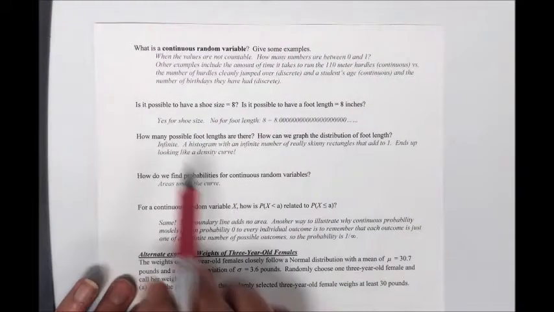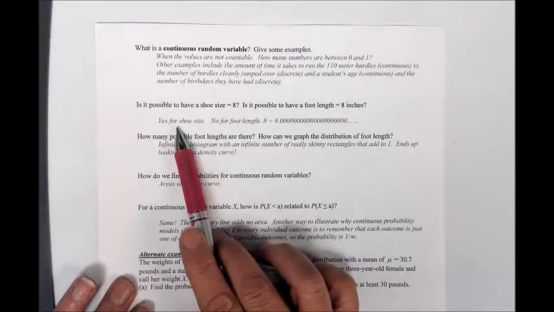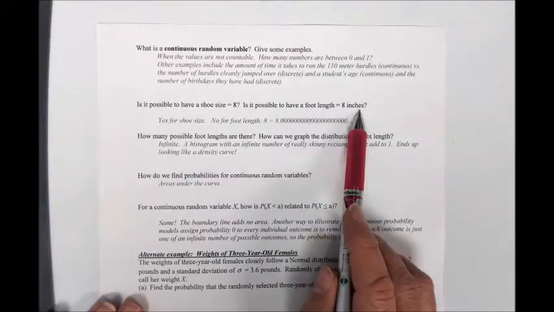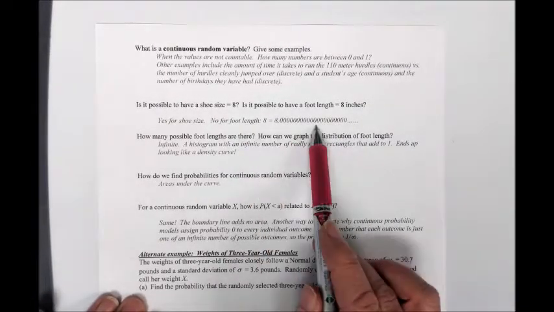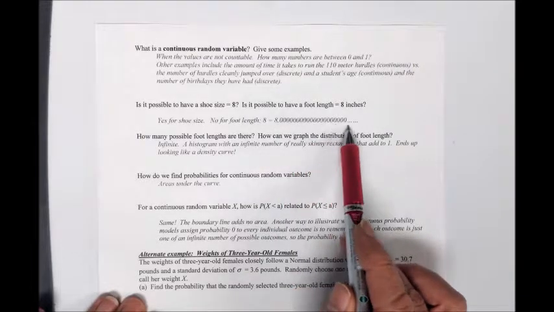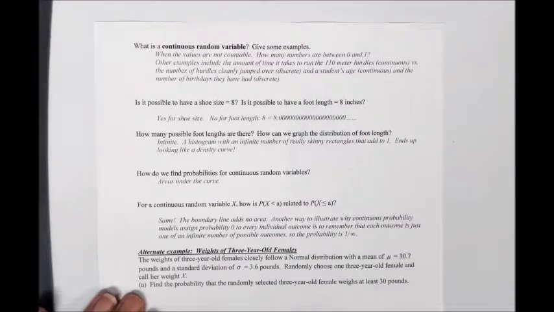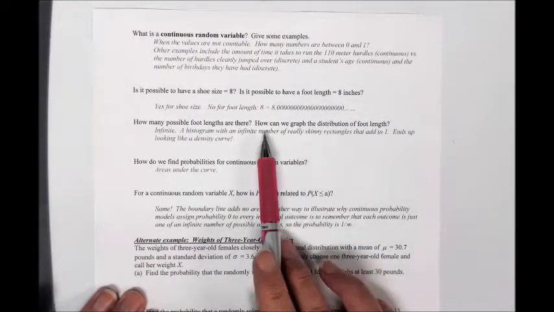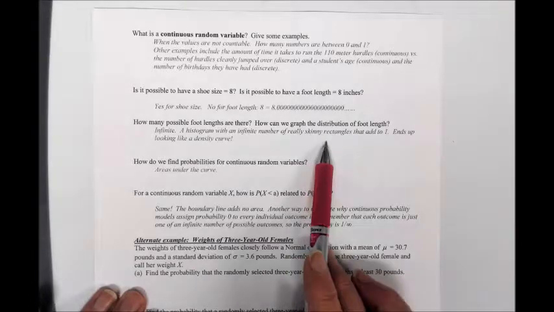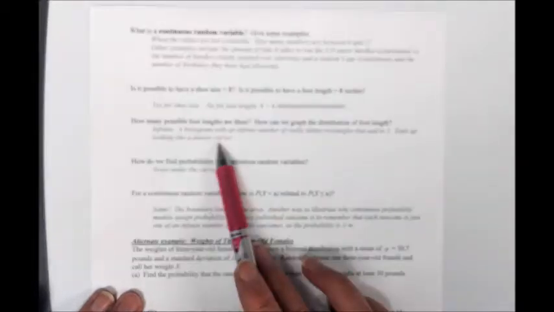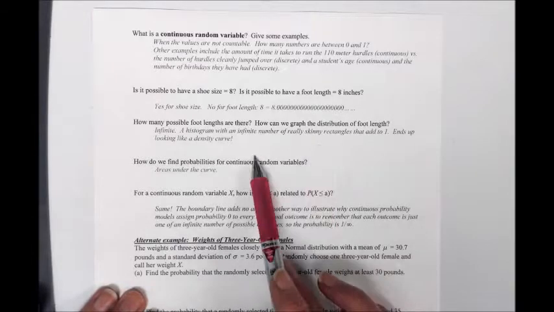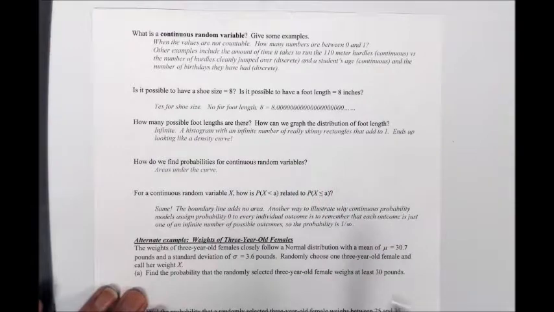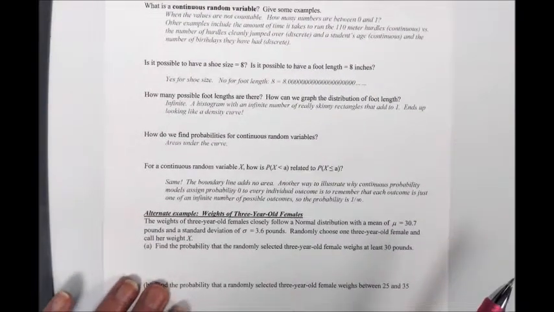So is it possible to have a shoe size equal 8? Yes. Is it possible to have a foot length be 8 inches? Again, we can have a lot more precision with foot length. I could go out as many decimal places as I wanted to. So how many possible foot lengths are there? It's infinite. So a histogram with an infinite number of really skinny rectangles, if I made one up, is going to look like our normal distribution, or it could be a skewed distribution, but it would look more like our curved density curves versus a rectangular histogram.